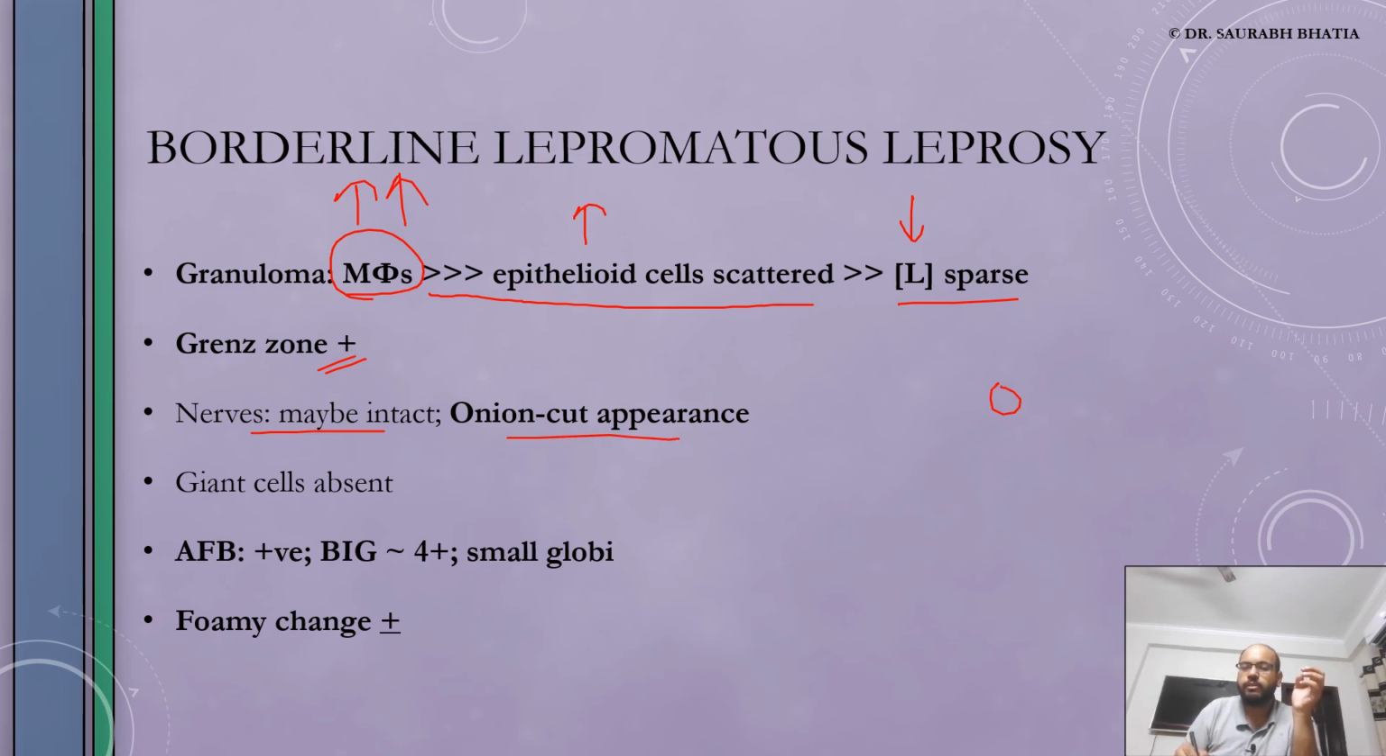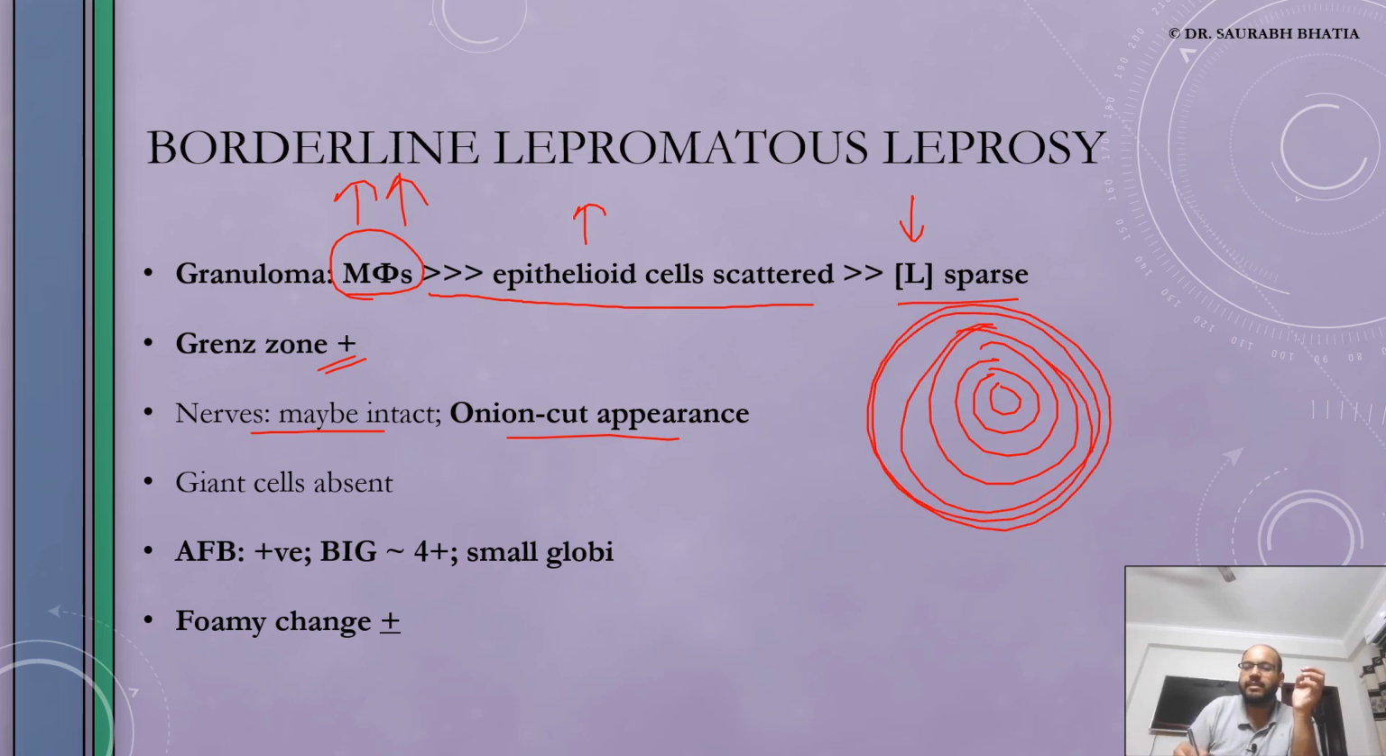Now, a normal nerve will show onion skin appearance. That is what we see. So, you can see these layers of nerve like onion skin. Like when you cut an onion, this is what you see. So, this is a nerve. Remember, prior to borderline lepromatous leprosy, the nerves are completely invaded and destroyed by lymphocytes and macrophages. But now the nerve trunks have started to appear intact.